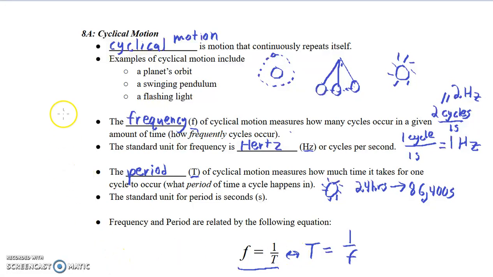Just to summarize quickly: cyclical motion is motion that repeats itself, and lots of stuff would qualify as cyclical motion. The frequency is how frequently something happens, with the standard unit hertz. The period is how long it takes something to happen, with the standard unit seconds, and there is an equation that relates those two quantities. Okay, so let's move on. Let's see a problem about period, about frequency, and about cyclical motion.